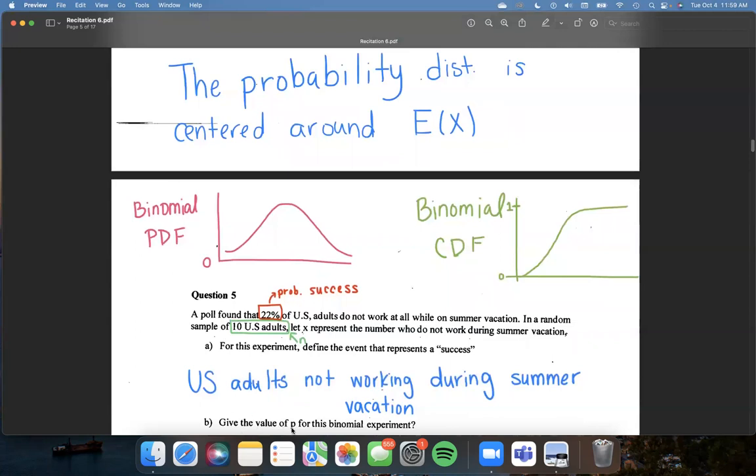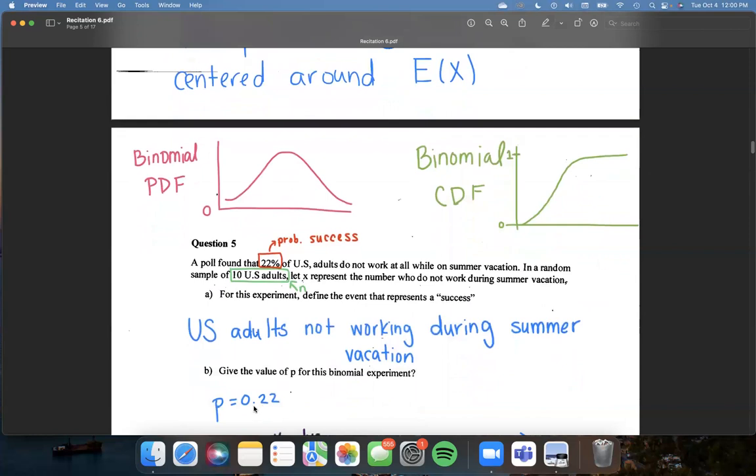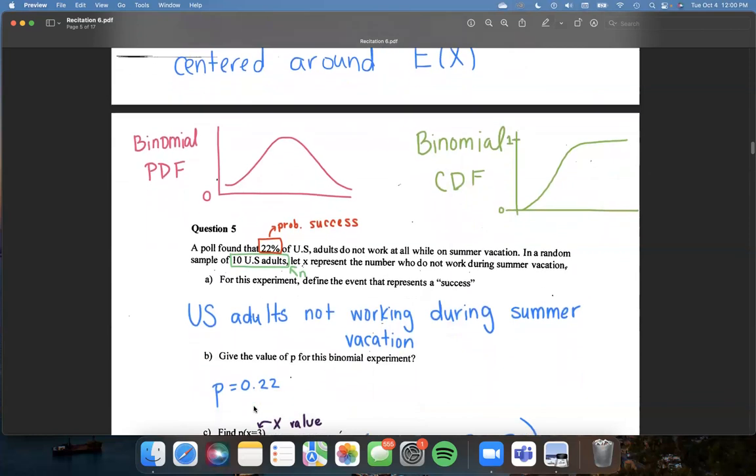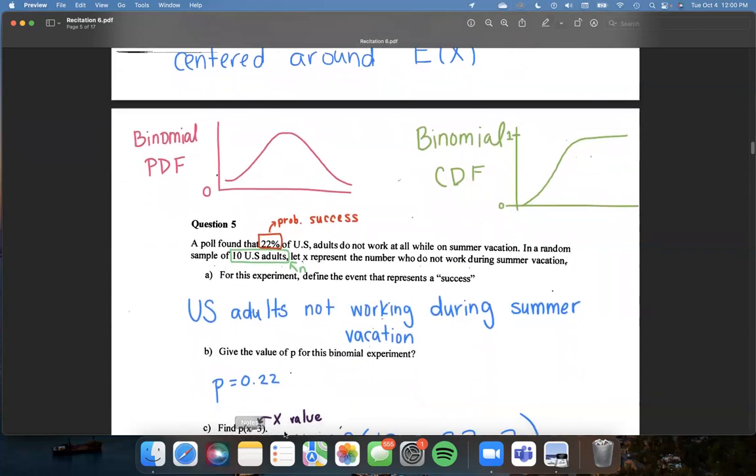Give the value of P for this binomial experiment. So here we're given that 22% of US adults do not work at all while on summer vacation. That, remember, in our eyes is a success. So that probability of success we're given as 22%. And then we want to find the probability that X equals 3.